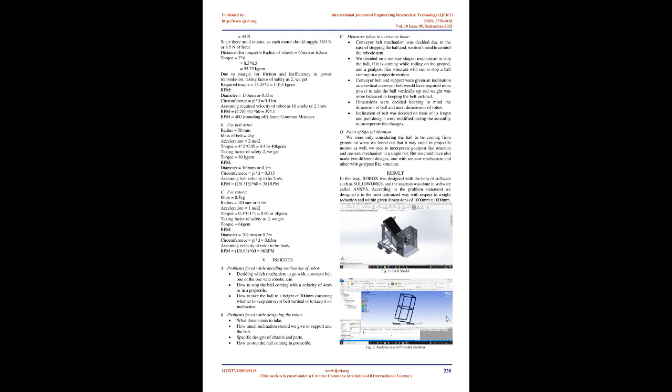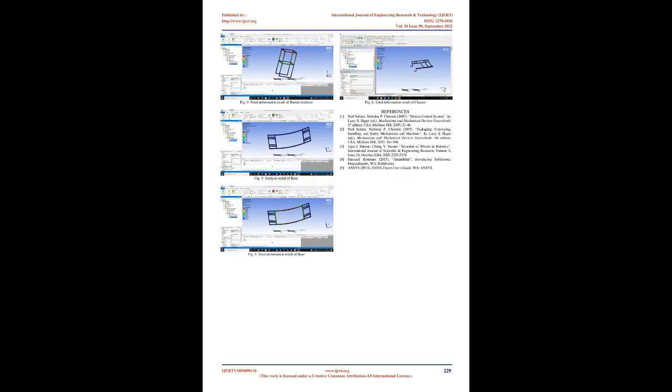RPM. Diameter equals 100 mm or 0.1 m. Circumference equals pi*d equals 0.315. Assuming belt velocity to be 2 m/s, RPM equals 2/0.315*60 equals 381 RPM.